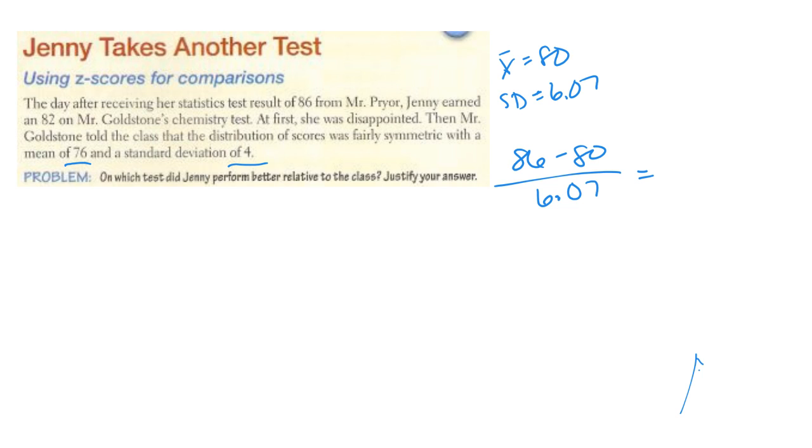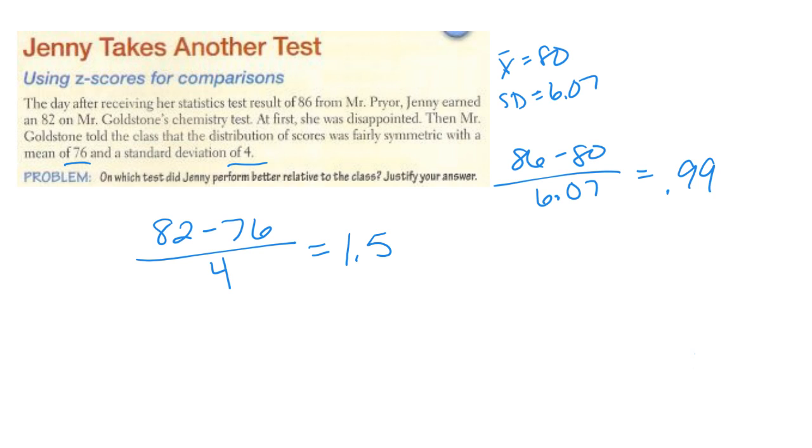So if I standardize both of these, on the statistics test this would be Jenny's Z-score, which would be 0.99. And on the chemistry test, she earned an 82 and the standard deviation was 4, which in this case gives her a Z-score of 1.5. So what this is saying is that on the statistics test, Jenny got 0.99 standard deviations above the average score, and on the chemistry test, she got 1.5 standard deviations above the average score.